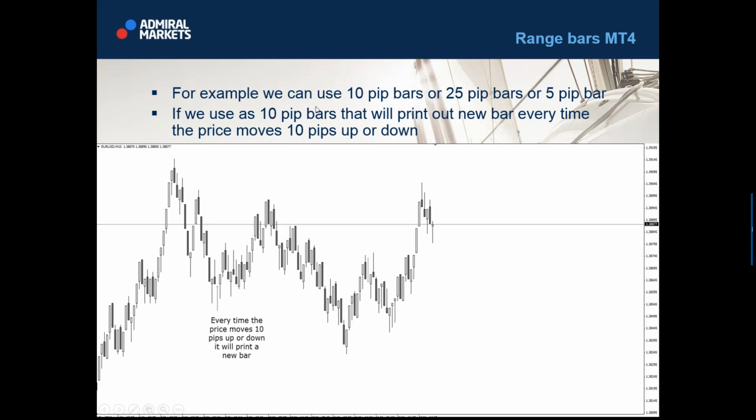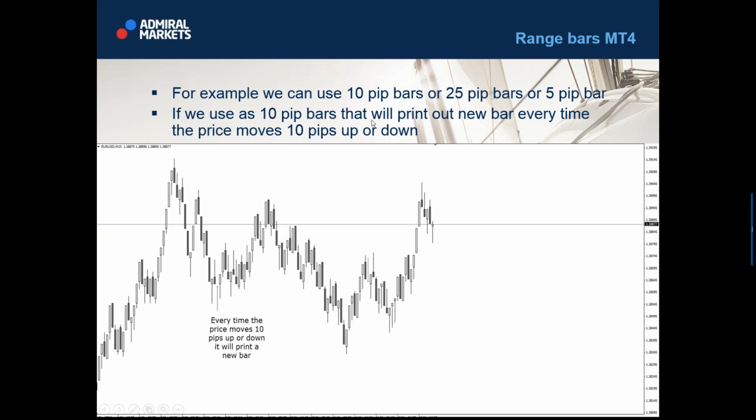So for example, we can use 10 pip bar or 25 pip bar depending on which kind of trading we want to apply. If we want to go with swing trading, we would definitely use higher pip count. Range bars on this template have been filtered to use low pip count, and again, I need to say they're meant for scalping purposes, guys. Okay, do not forget it.